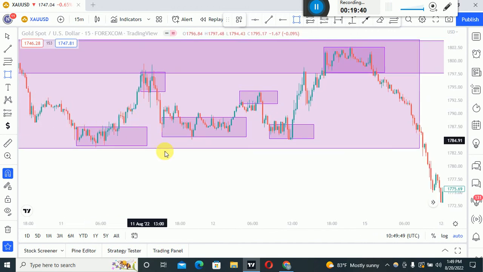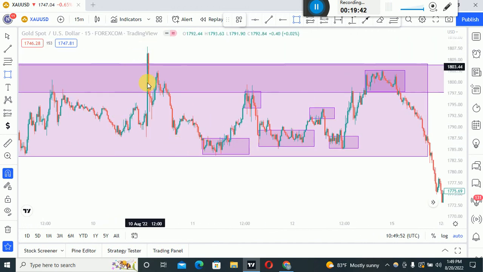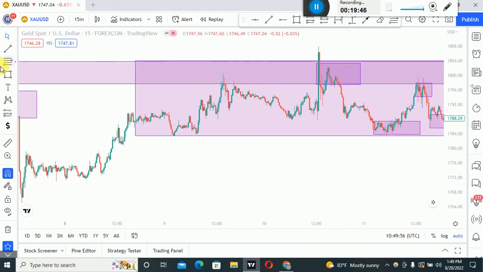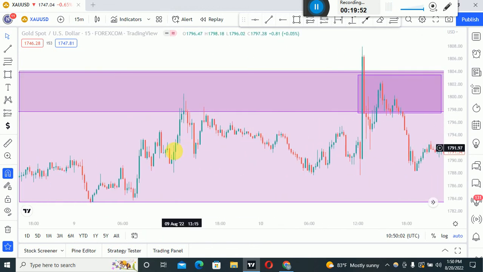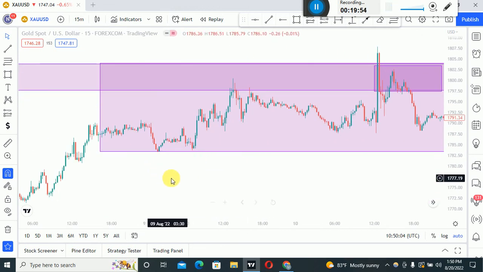Look at this one. Peak formation, dump. Pump and dump is happening over and over and over again. Look at this. It's happening everywhere. I'm telling you the truth. This even is a pump and dump. This is a peak formation.